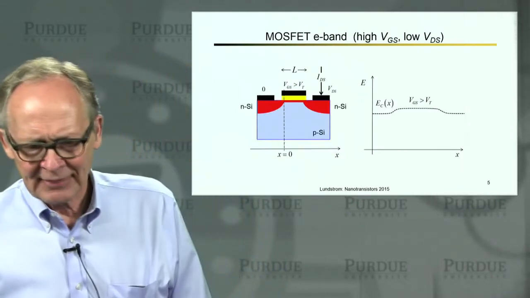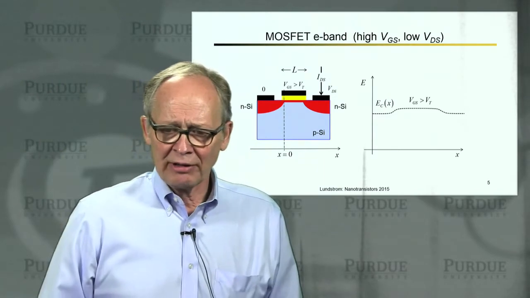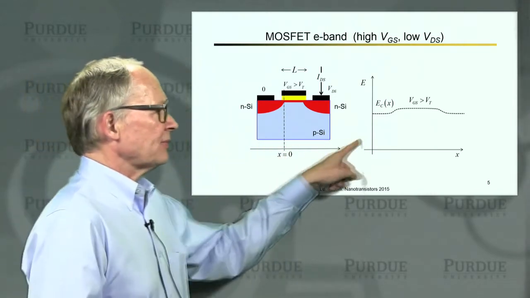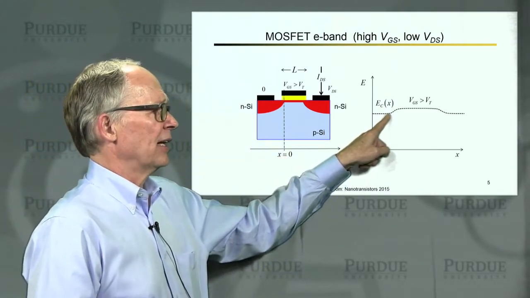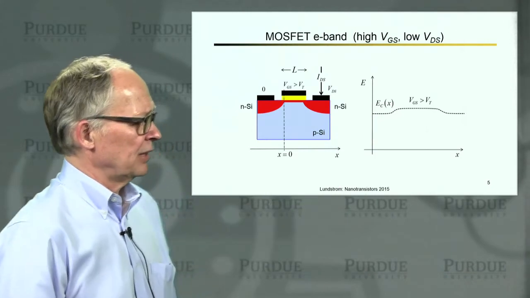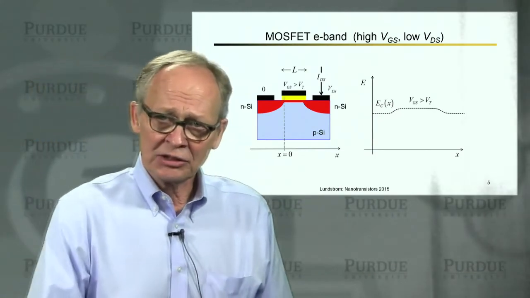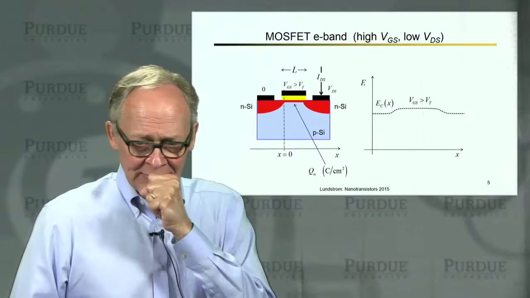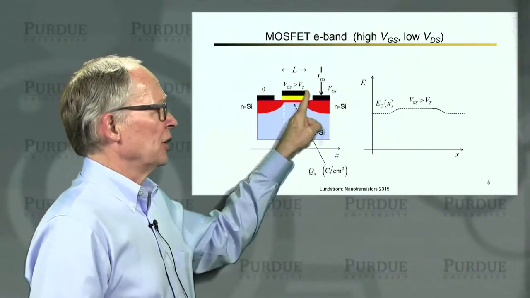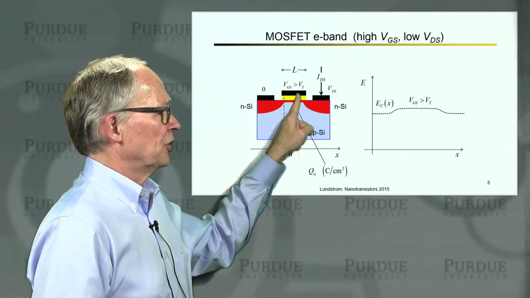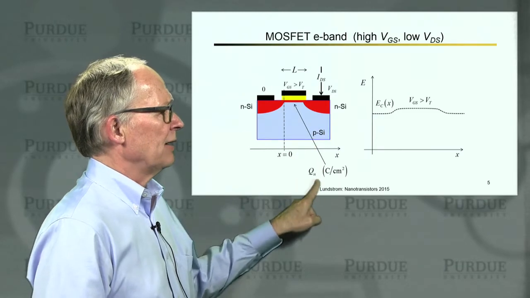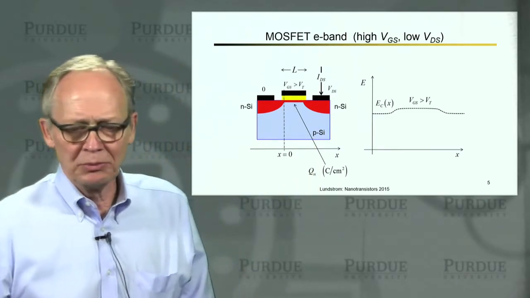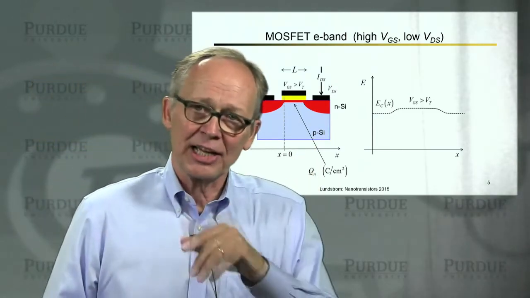All right, so remember our energy band diagram. Under a high gate voltage and low drain voltage, this is what the conduction band looks like along the surface of the device. Now, if I've applied a large voltage to the gate and turned the channel on, then I'll have a charge, coulombs per square centimeter, in the channel.